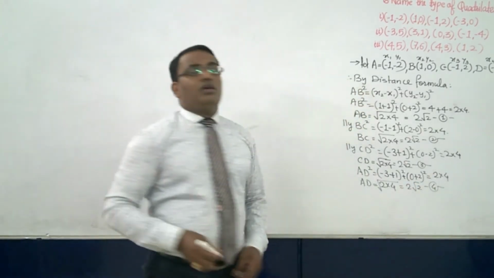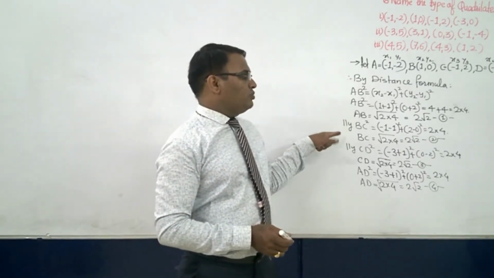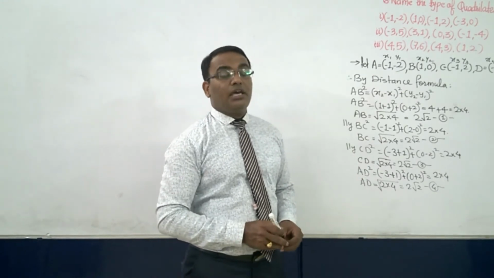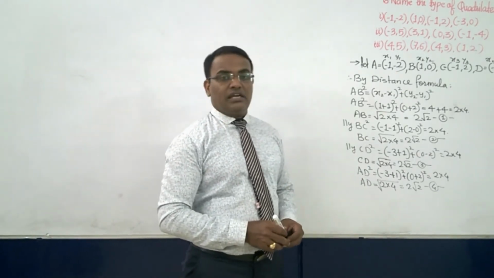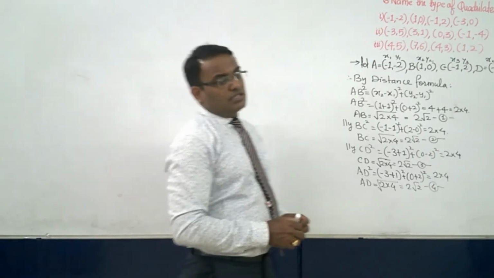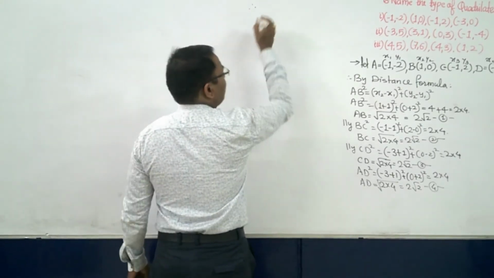Now observing from equations 1, 2, 3 and 4, what did we get? AB is equal to BC is equal to CD is equal to AD. All four sides are equal. So there are two possibilities: either it can be a square or it can be a rhombus. So we need to find the diagonals.